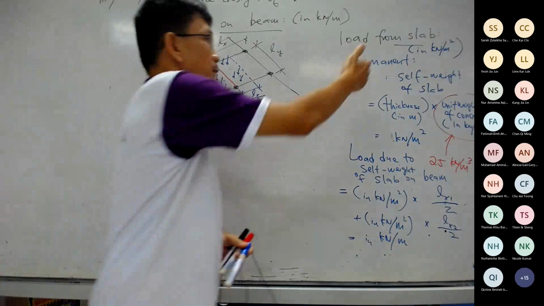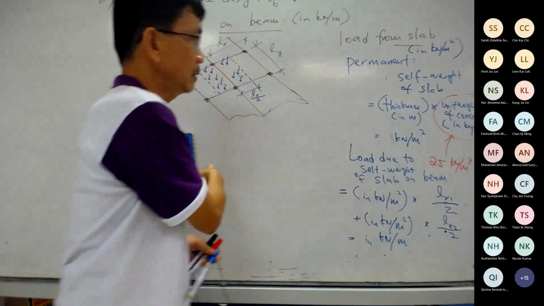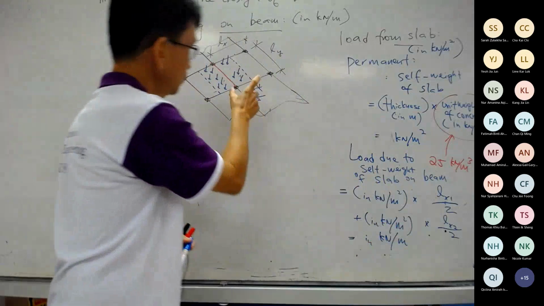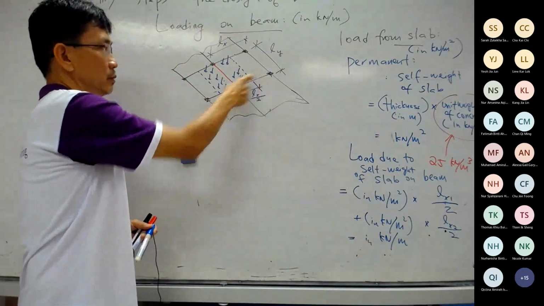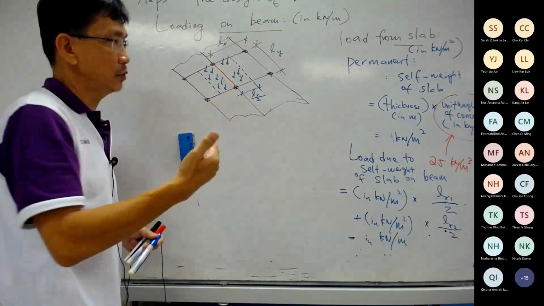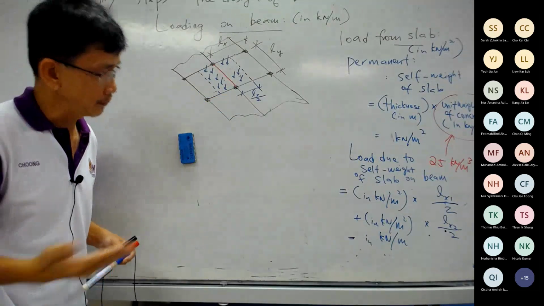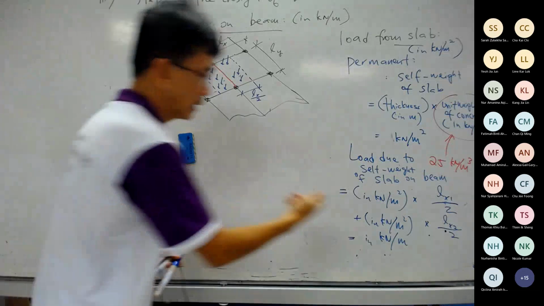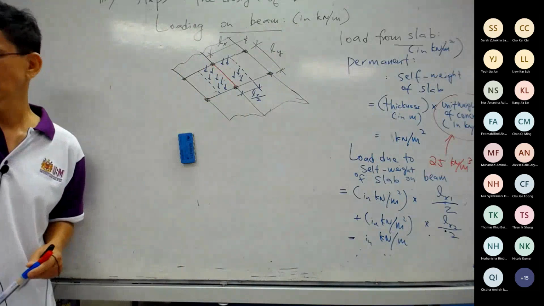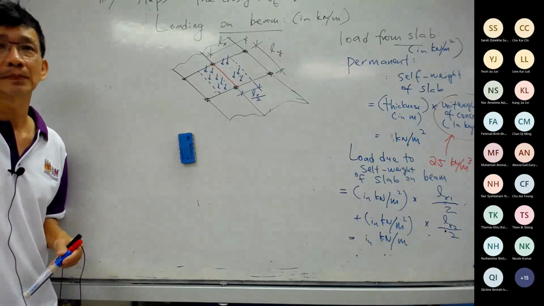So if you already know these steps, you don't need to go through this step directly, go through here, because to get to the beam, you need to go through these steps and then multiply with, if it is one way, half of this, Lx over 2, plus if there's another slab here, half of the Lx here. That gives you the total loading due to self-weight of the slab onto the beam. And when it comes here, it is already in kilonewton per meter.